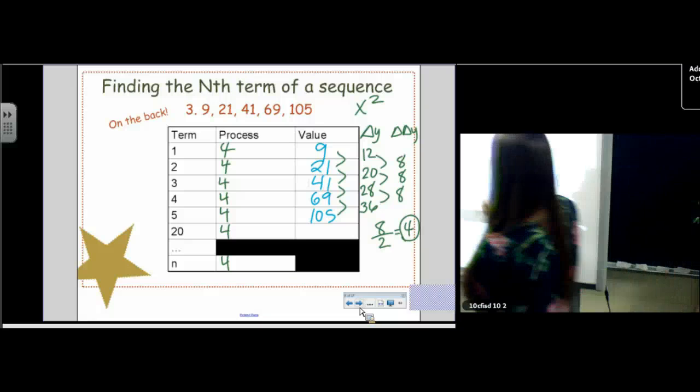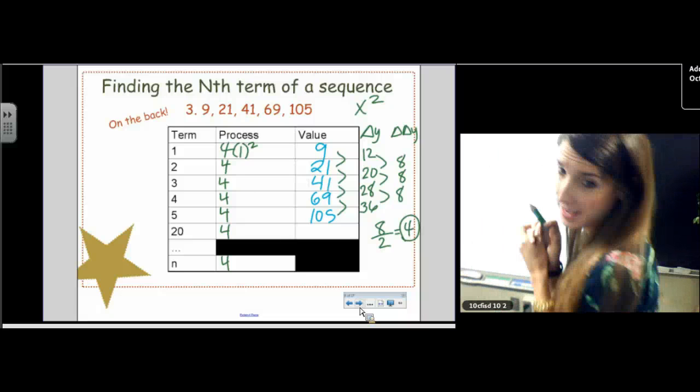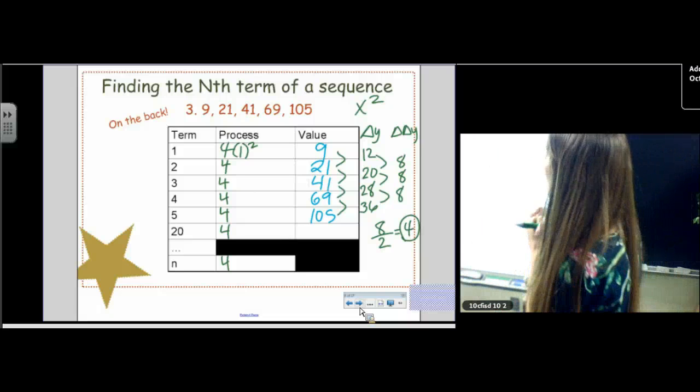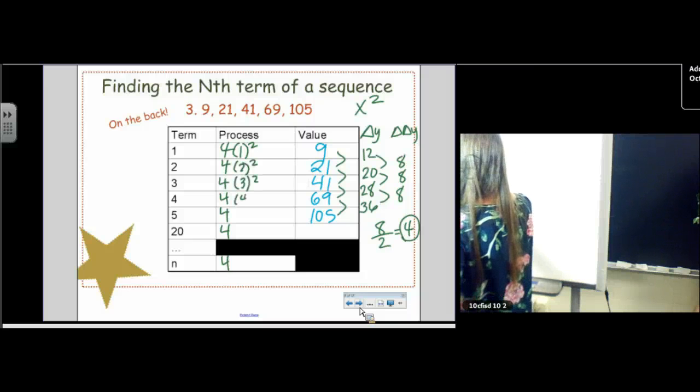All right. The other thing that you have to make sure to do is because this is quadratic and not linear, you have to square your term. So you don't write 1, 2, 3, 4. You write 1 squared, 2 squared, 3 squared, 4 squared.